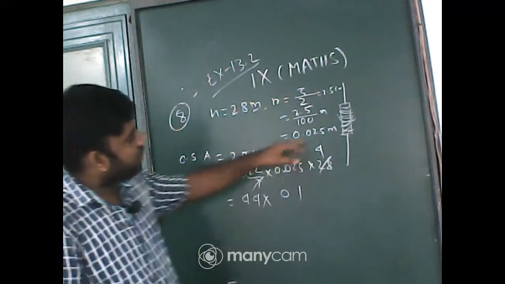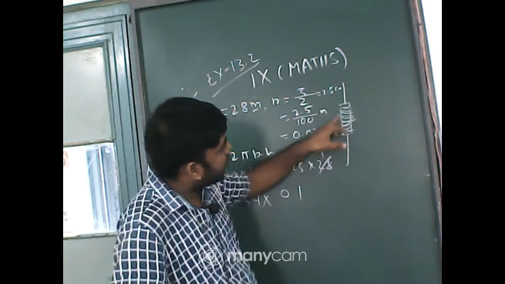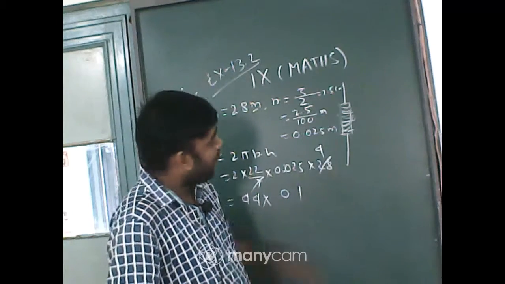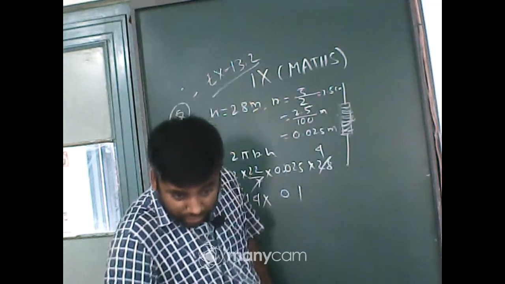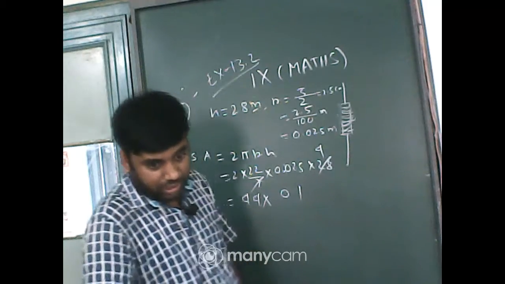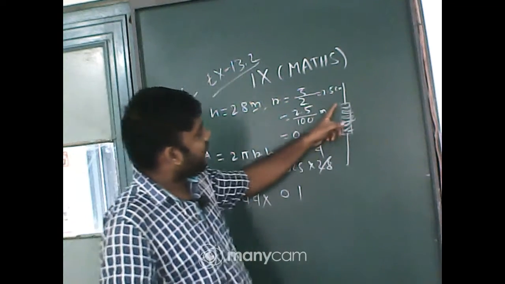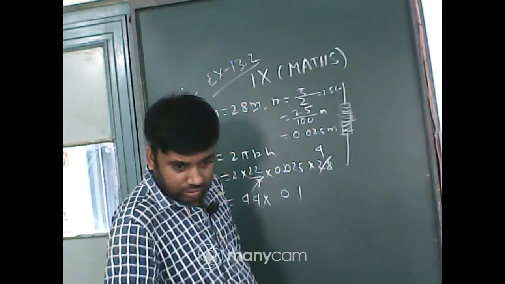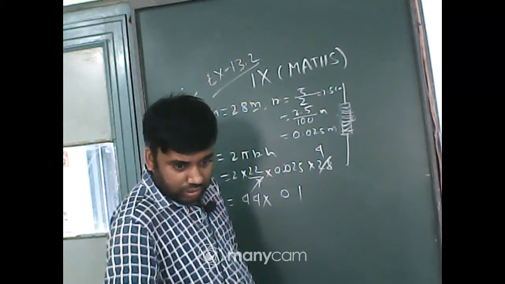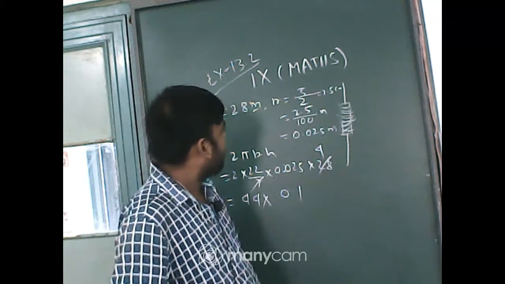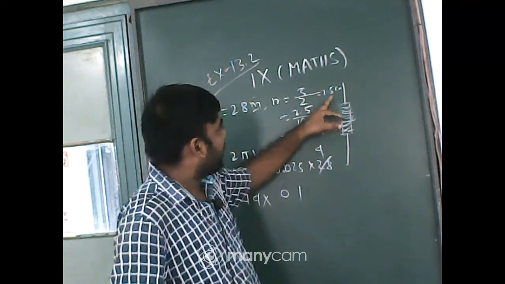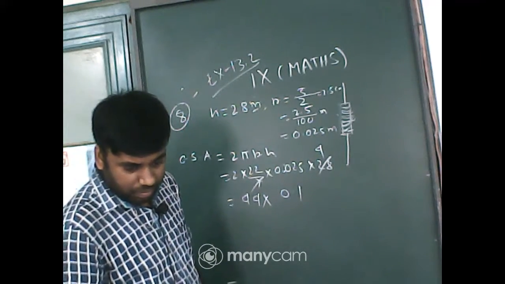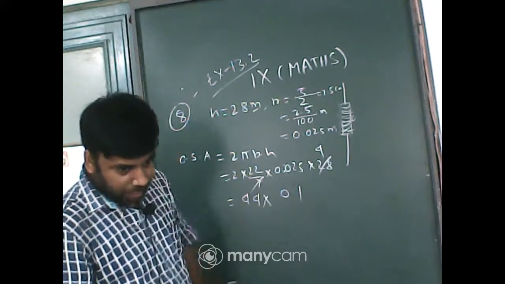Actually, the radiating surface is that surface only. Radiating surface means that surface only. That's why I have taken curved surface area. I have taken that radiation. Radius will be 2.5 centimeter. That's why I have changed into meter, divided by 100. Okay. Any problem up to this?